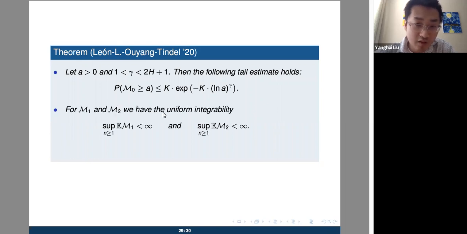And on the other hand, we have just shown that both M1 and M2 are uniformly integrable. So we put this together, we get the bound we want for the Malliavin derivatives.